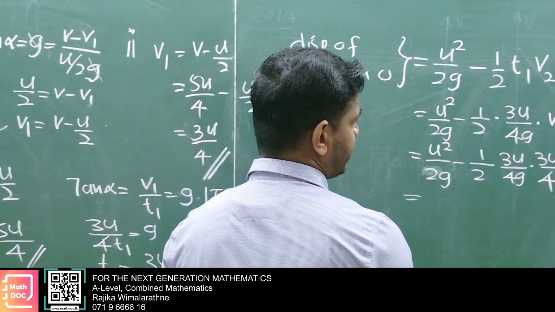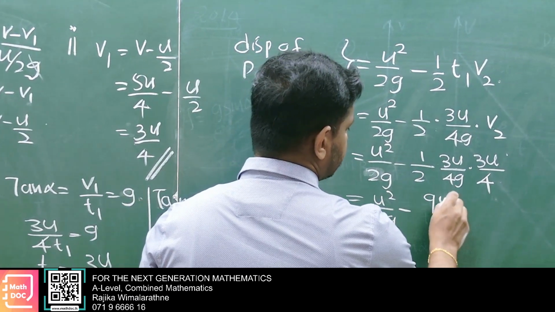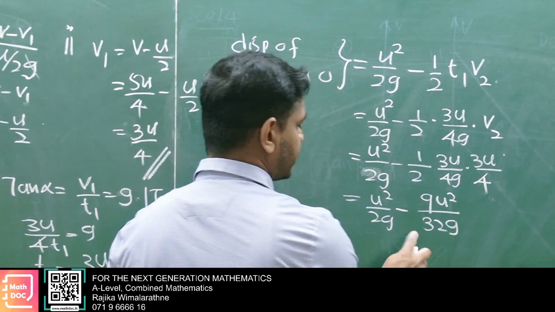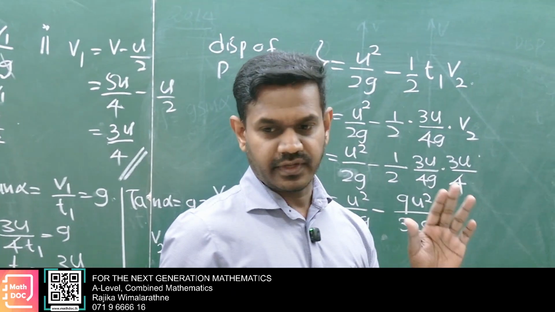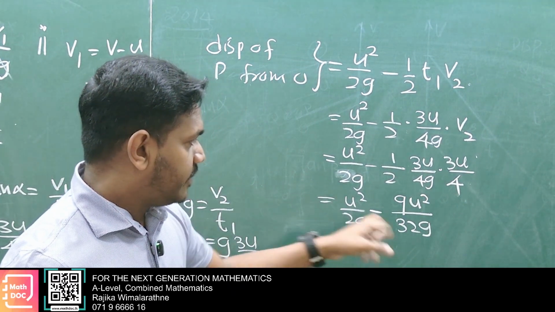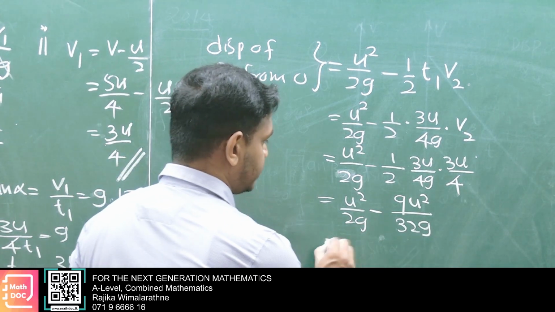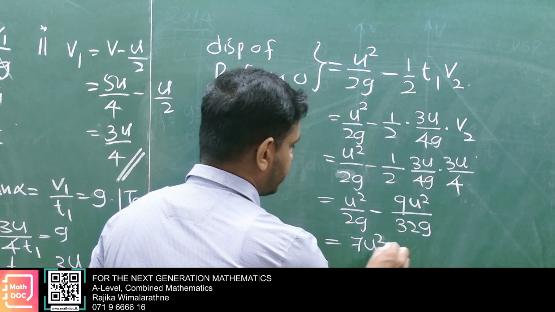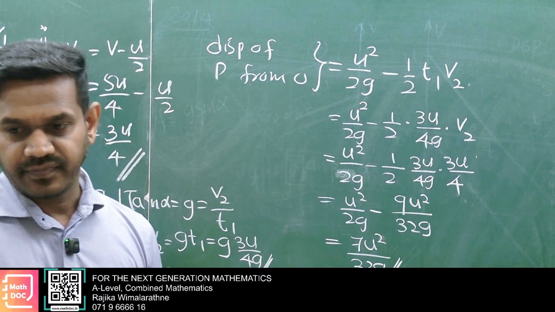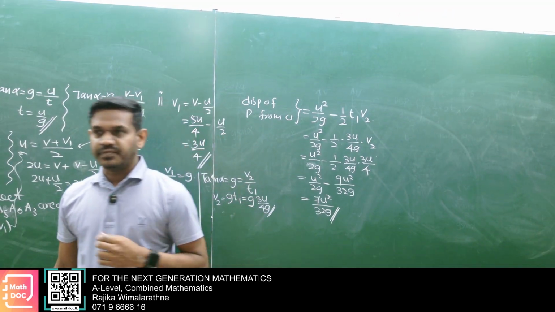Now simplify this. U squared over 2G minus 9U squared over 32G. Okay. Now just simplify. Now here when you get common denominator 32, 16 minus 9, 7. 7U squared over 32G. Okay. Complete.